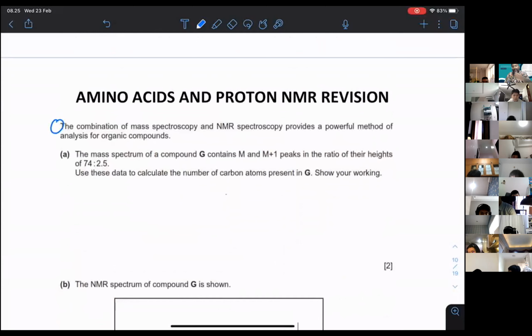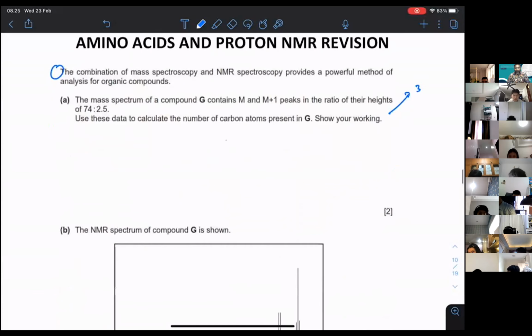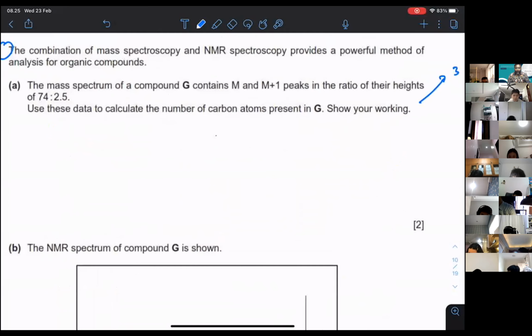The beginning part: the combination provides a powerful tool for analysis. So use the data to show the number of carbon atoms. Remember yesterday I told you the number of carbon atoms is 3. But now I want you to learn how to calculate it. I already taught you how. So n equals 100 divided by 1.1, times abundance for M plus 1, which is 2.5, divided by abundance of M, which is 74. Can someone calculate? Give me the answer.